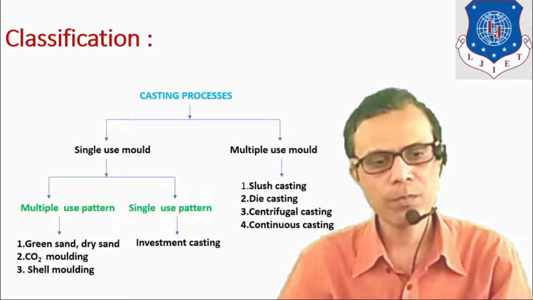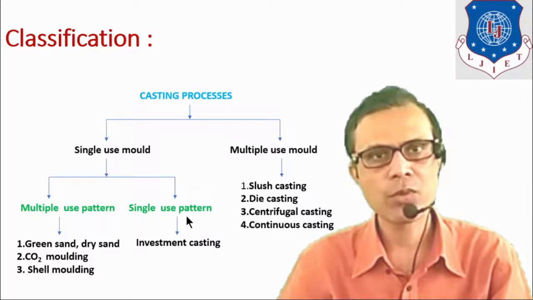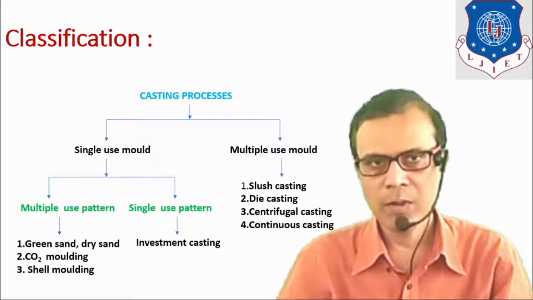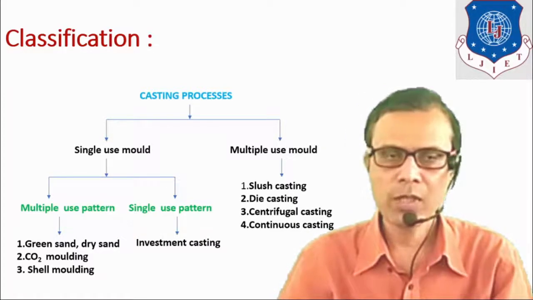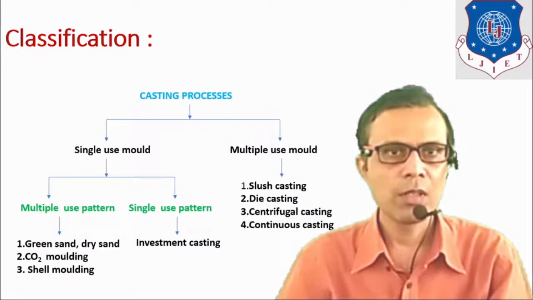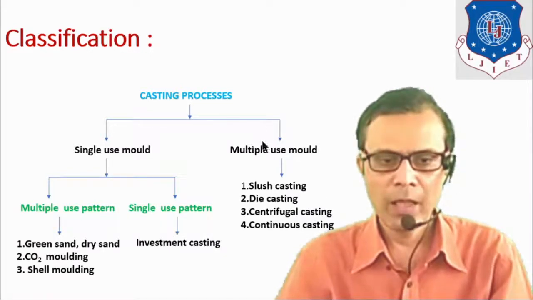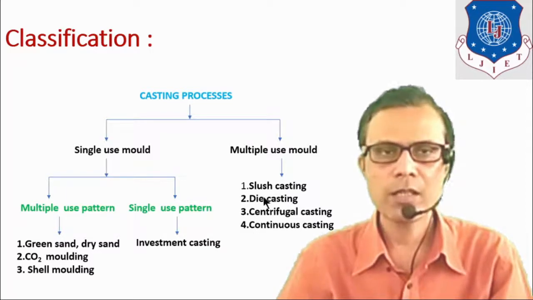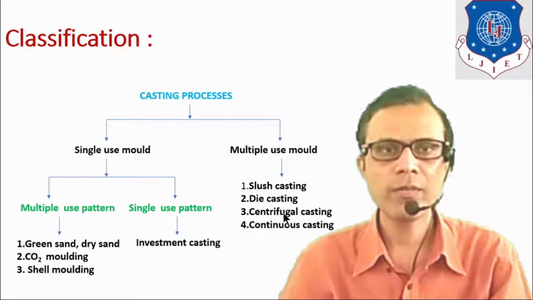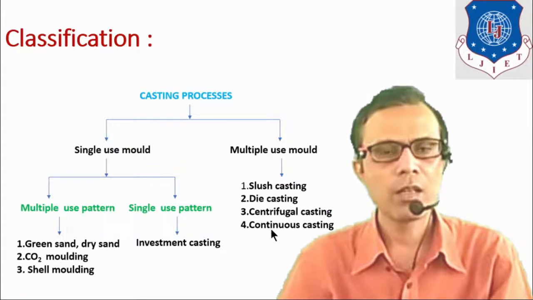In this process, the pattern which is used is vaporized after the completion of the process, so it cannot be used again and again. Now multiple use mold casting are slush casting, die casting, centrifugal casting and continuous casting process.